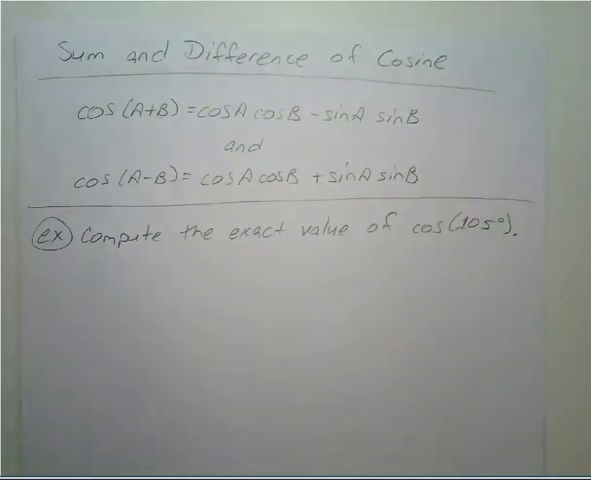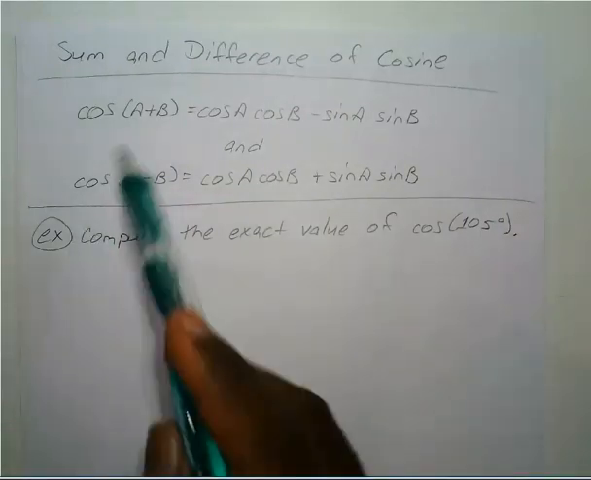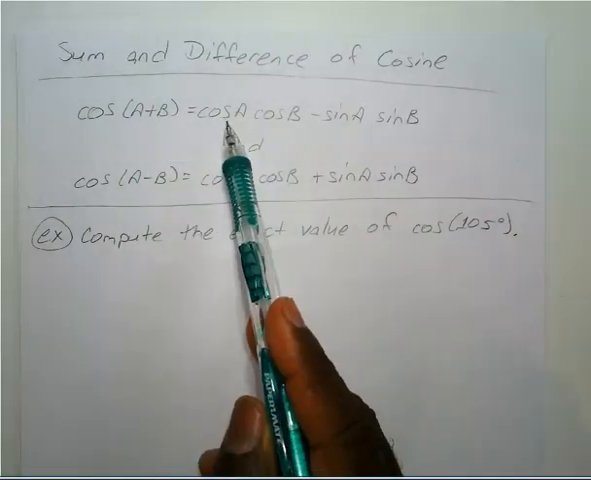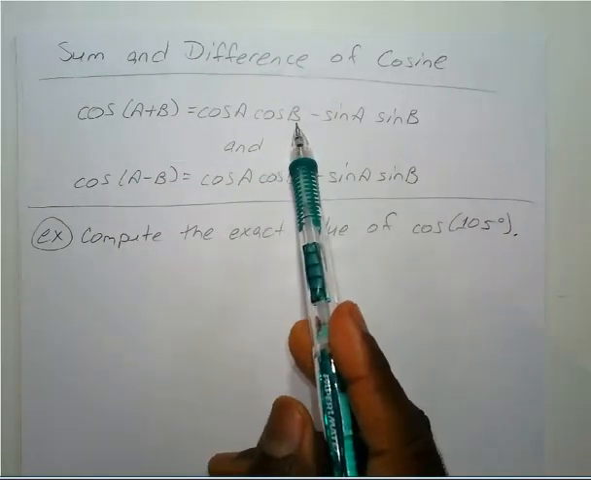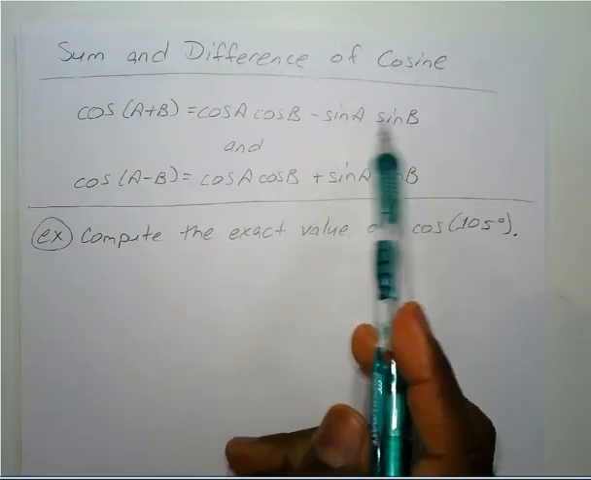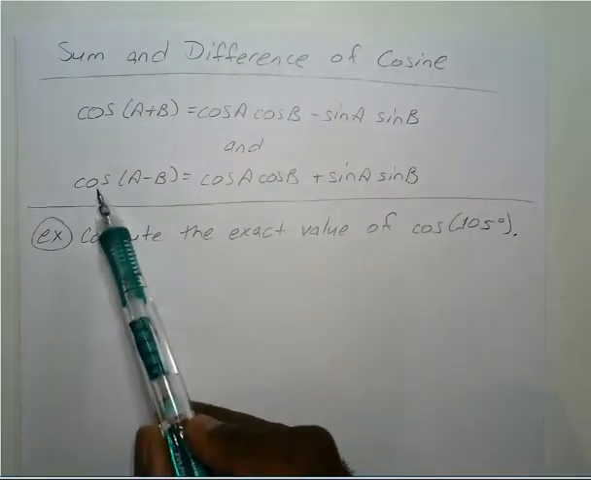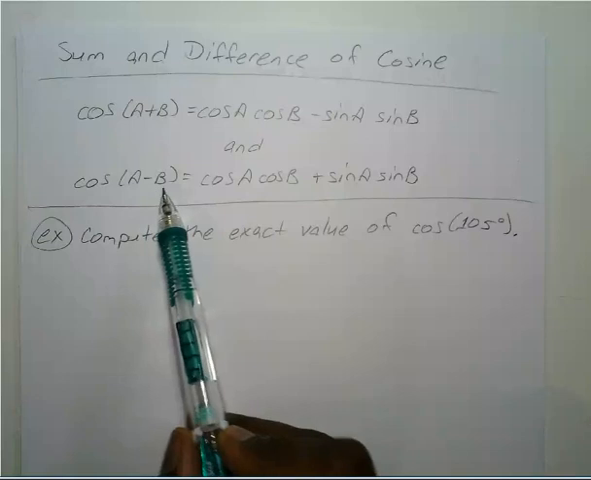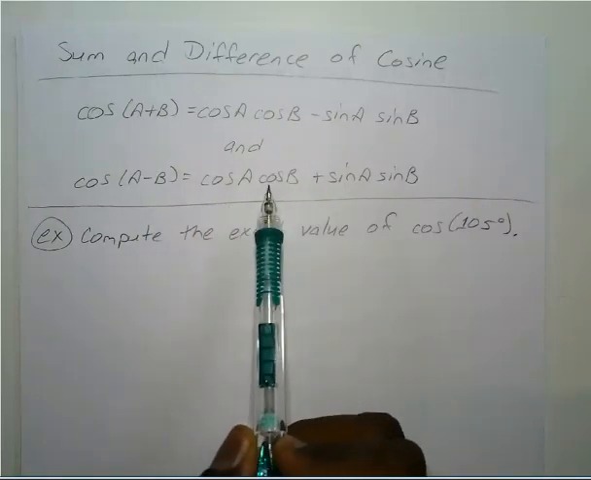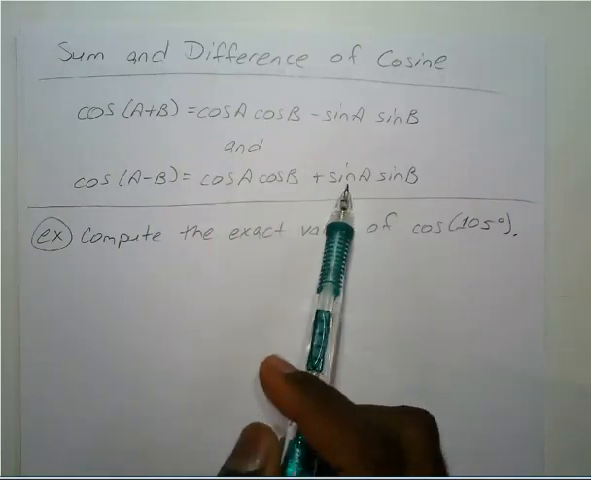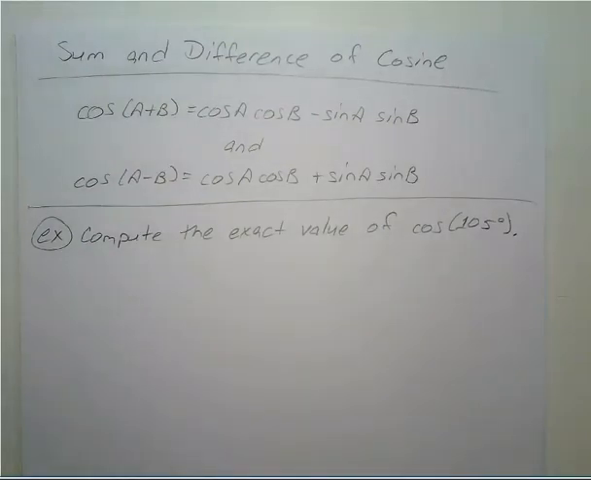Hello everyone. In this video we will be looking at the sum and difference formulas for cosine. Cosine of a plus b equals cosine a times cosine b minus sine a times sine b, and cosine of a minus b equals cosine a cosine b plus sine a times sine b.